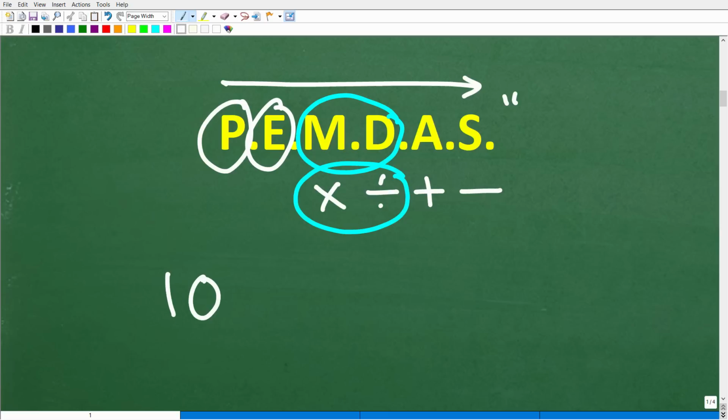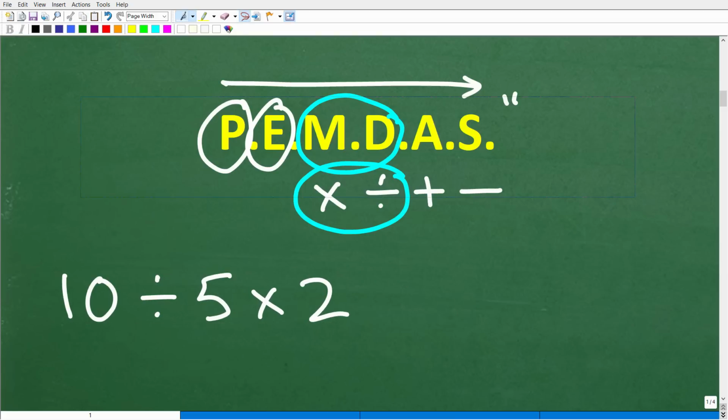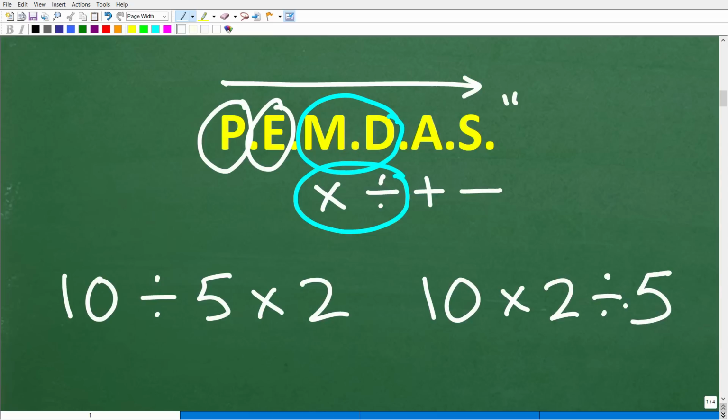So for example, if I have 10 divided by 5 times 2, let's take this problem. Matter of fact, let me take that problem. I'm going to write this over here. And then I'm going to create a similar problem. No, let me do it this way. 10 times 2 divided by 5. Okay. All right, so let's take a look at these problems right here.